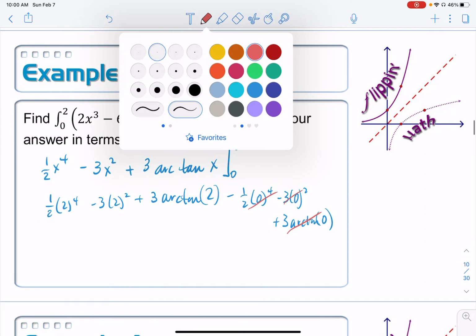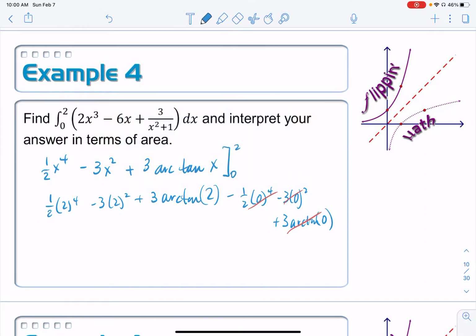Okay, that's nice. All right, and then let's see, 2 to the 4th is 16, divided by 2 is going to be an 8, minus, let's see, that's minus a 12. This, it's kind of like writing the square root of 3 on your paper. The exact answer for that is just 3 arctangent of 2. So I should get somewhere along the lines of negative 4 plus 3 arctangent of 2.